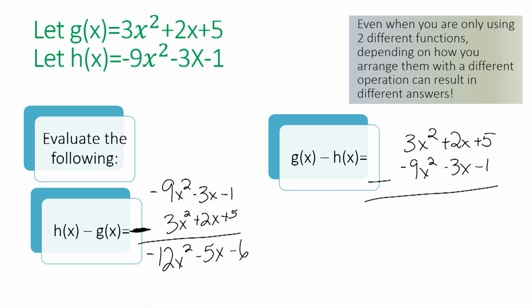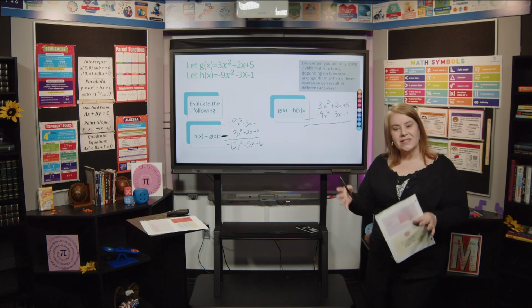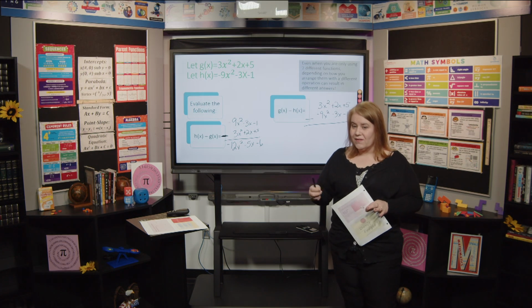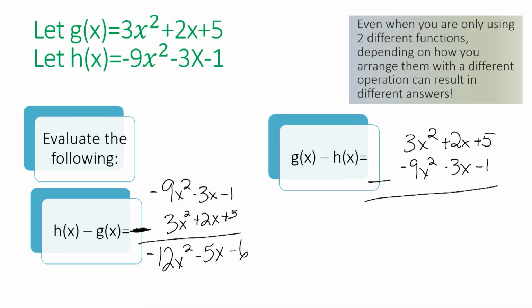All right, so when I look at this one, I have some where I'm subtracting negative signs. Now, we said last time, when I subtract a negative, it's just like addition. We've got to remember that. So 3 minus a negative 9 is going to be a positive 12x. 2 minus a negative 3 is going to be a positive 5. And 5 minus a negative 1 is going to be a positive 6.